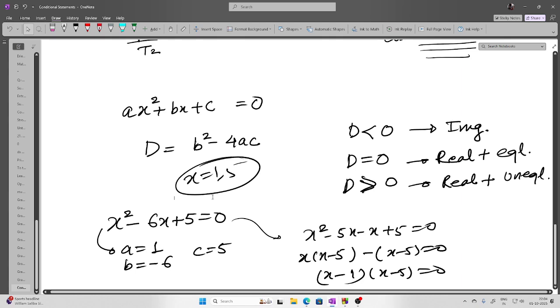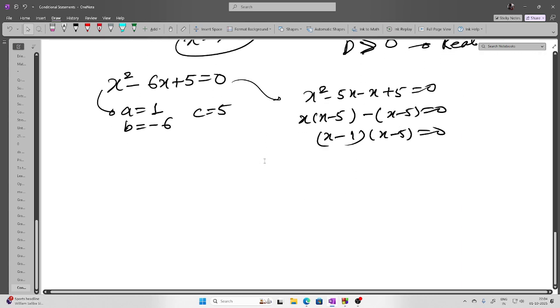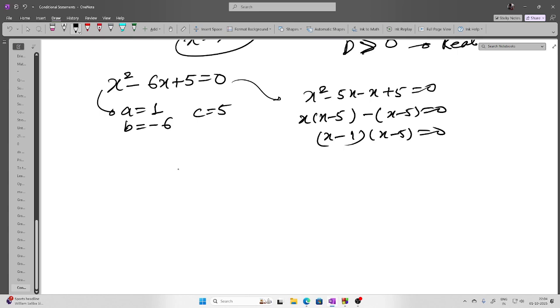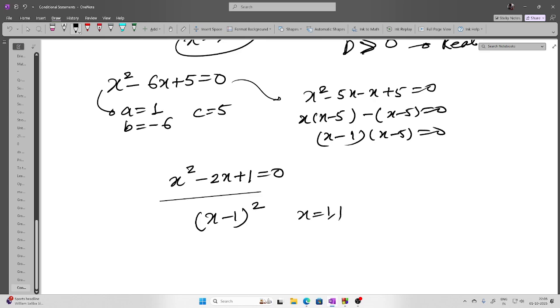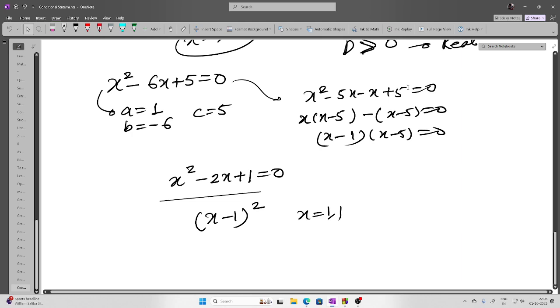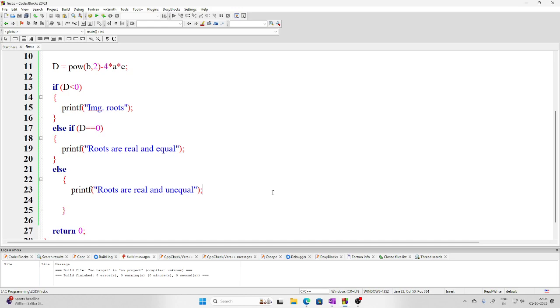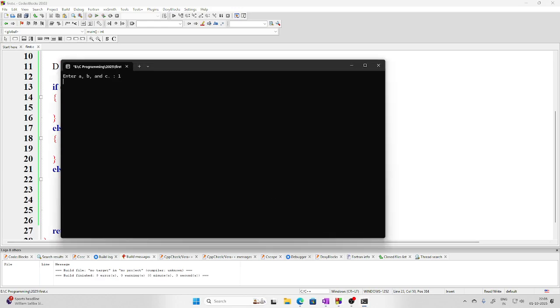Simple. Okay. So let us take another example. Let's say it is x square minus 2x plus 1. What are the roots? Yeah, you have guessed it right. It is x minus 1 whole square. So it is a square plus b square minus 2ab. So if you solve this, you will get x as 1 and 1. So roots will be real as well as equal. So let us do it with 1, minus 2 and 1. If I run it, roots are real and equal.